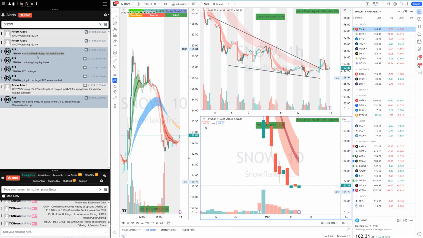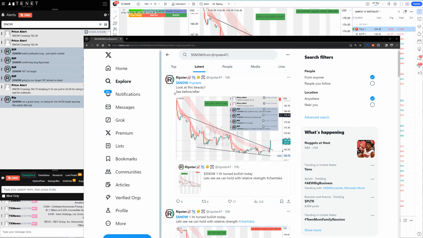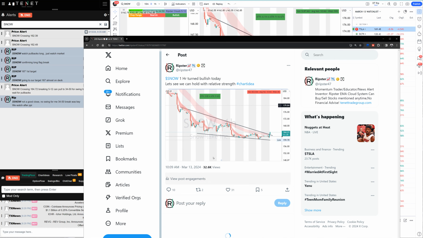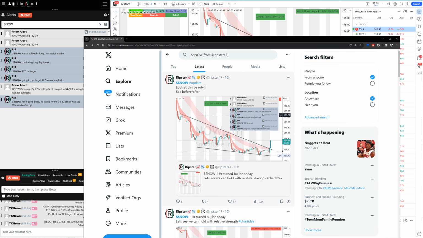I haven't tweeted about it, but if you want to look at it, I can show you. In the morning, I gave this tweet idea to my followers about this setup. You can see Snow's 1 hour turned bullish from 164 by the time I posted it there, and we hit almost 167, $3 from the morning idea.